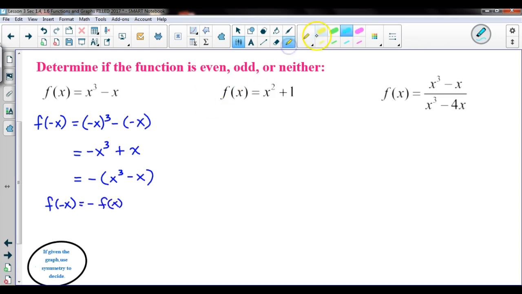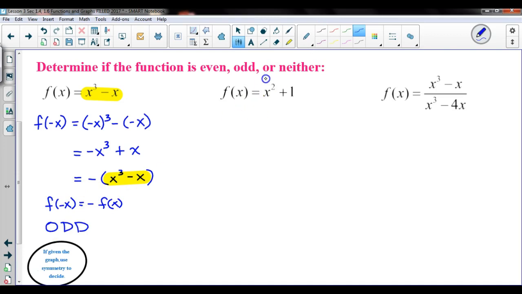Let me show you with the highlighter since you're not in here. This is f of x, right? So when I got to this step, it wasn't the same as this. So I'm like, okay, well, it can't be even. So then what I did was factor out a negative right here, and then look to see if what's in parentheses matches the original. Since it does, it's negative f of x, so it is odd.